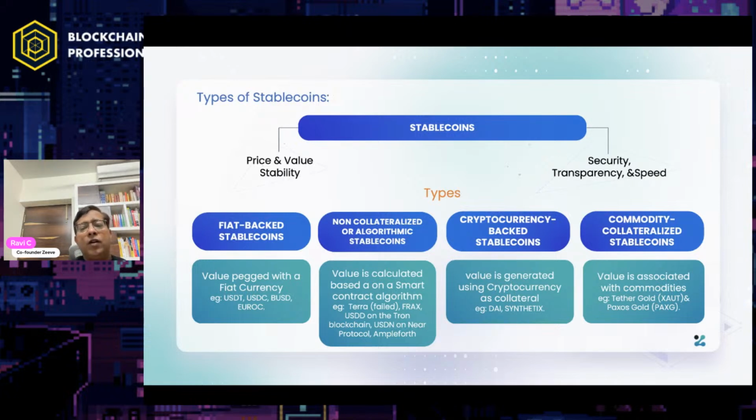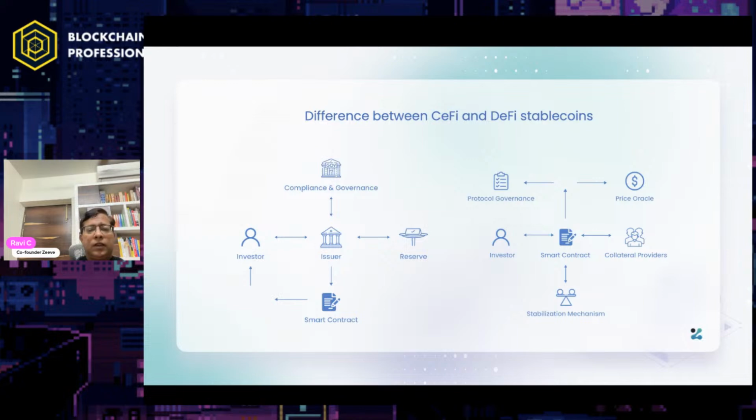And then, commodity-collateralized stablecoins. This is something which is now picking up, like Paxos Gold, which is gold-backed, or Tether Gold. And we are going to see some other commodities coming into the picture. So this is something which is going to increase over a period of time, but it is not available in the public domain as such, and there are not many retail takers as of now. So right now, I think fiat-backed stablecoins have got the bigger share.